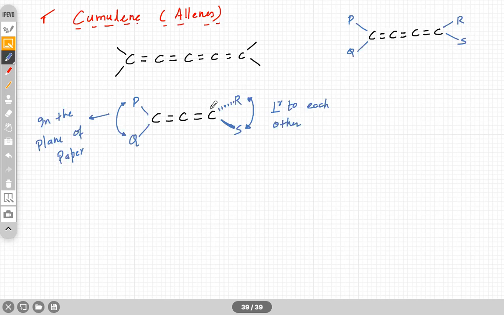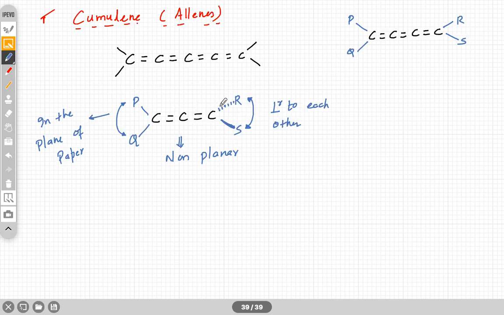The orbital overlap concept I'm not discussing now, because we haven't covered how the orbitals overlap and form a bond. That's why I'm skipping that part, but it is also there for understanding. If you keep these two things in mind, you can do the questions easily. Now when you have an even number of double bonds present, the molecule is non-planar, and this can have a different number of planes of symmetry depending upon the atoms or groups attached to the terminal carbon.